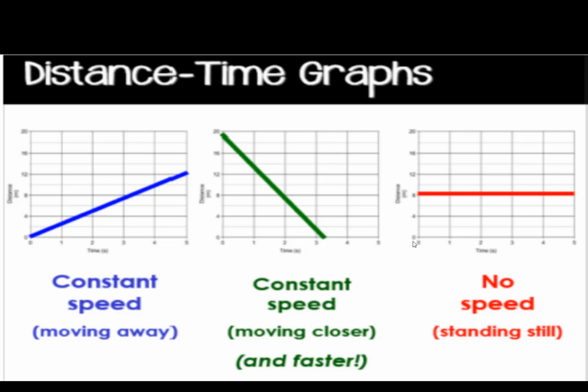And then the last one shows no speed. If you'll notice, it starts at a distance of about 8 meters. It stays at 8 meters. That's kind of like when I come to school, let's say that I'm 15 miles from my house, I stay here all day. So while I'm here at school, my distance from my house to here doesn't change, but I'm here for 8 hours. So this is where someone's gotten somewhere and they've stayed there for a period of time. So when you have a horizontal line on a distance versus time graph, that means that the speed is 0 and that the object is not moving.